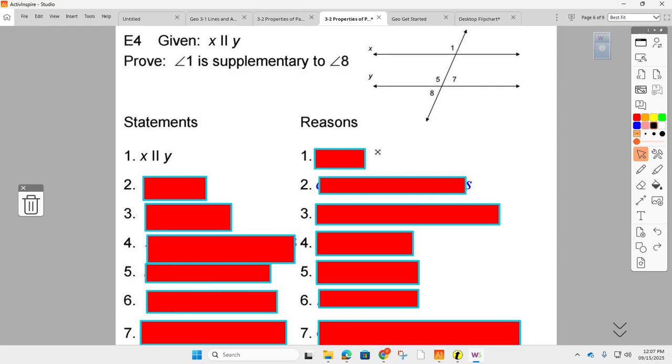What do you think, Thomas? It's literally right there, right? It's given. Most of you got that part right in the proof, to be fair.